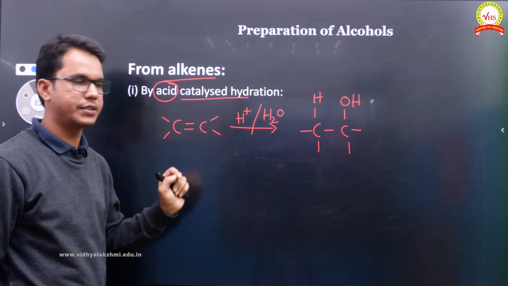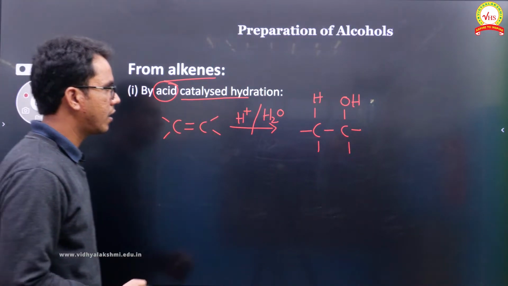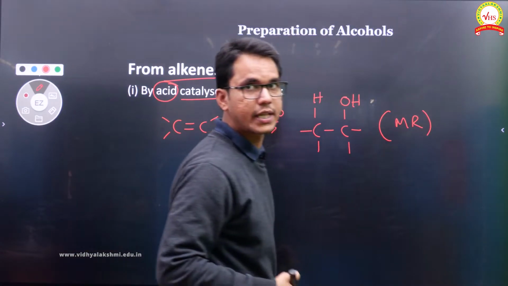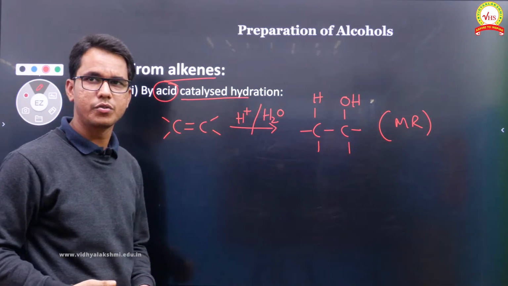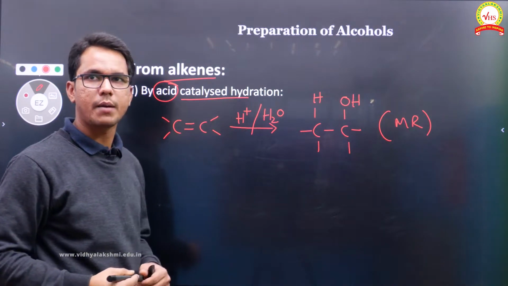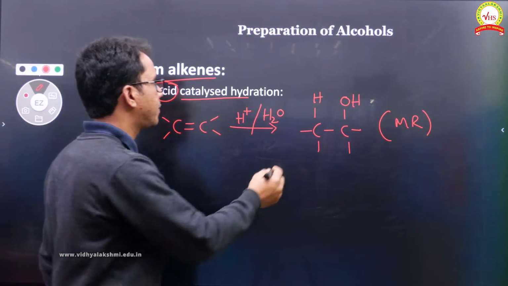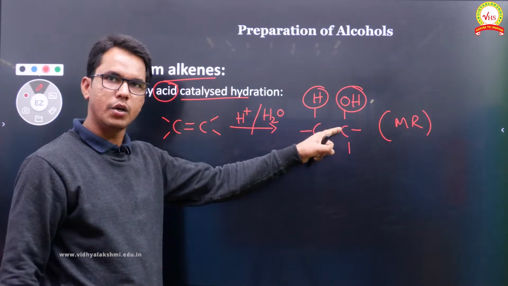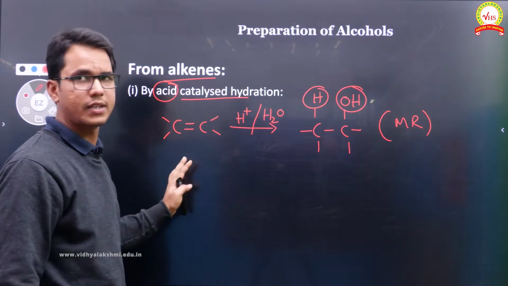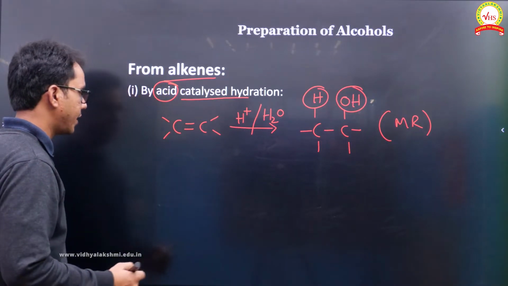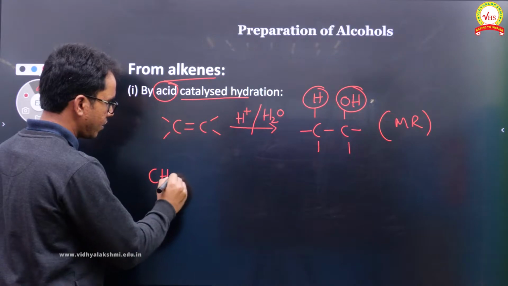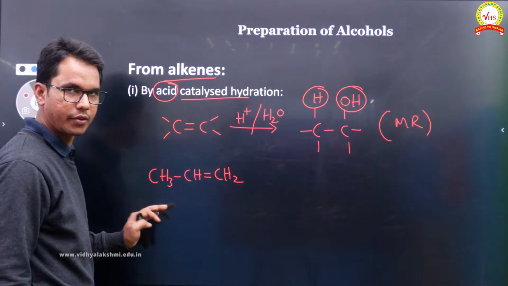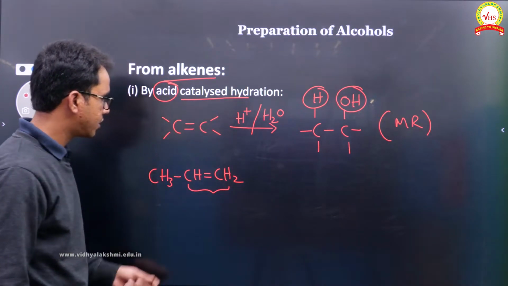Now, this particular addition reaction follows Markovnikov rule. What does Markovnikov rule state? Markovnikov rule states that the negative part of the reagent goes to the carbon with less number of hydrogens. If you take H plus and OH minus, which is added to the alkene, the OH group is the negative part of the water. This negative part goes to the carbon with less number of hydrogens. For example, let us take an unsymmetrical alkene, that is CH3-CH=CH2. What do we have? We have an unsymmetrical alkene, where we have two carbons connected to the double bond.